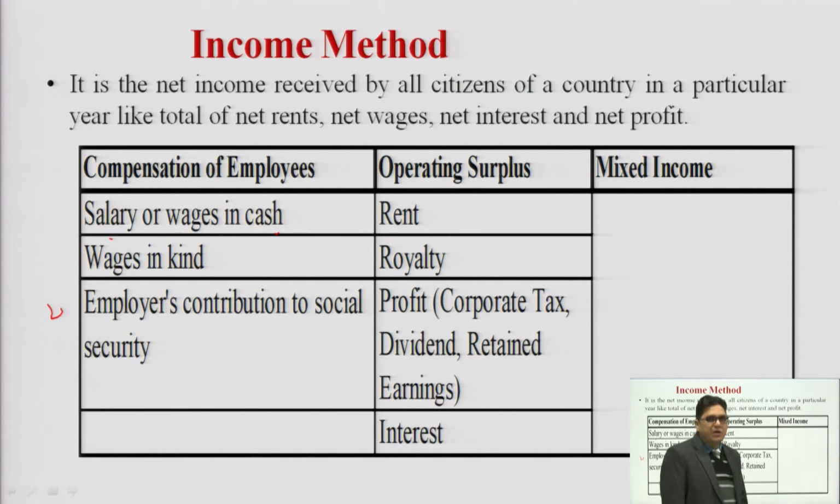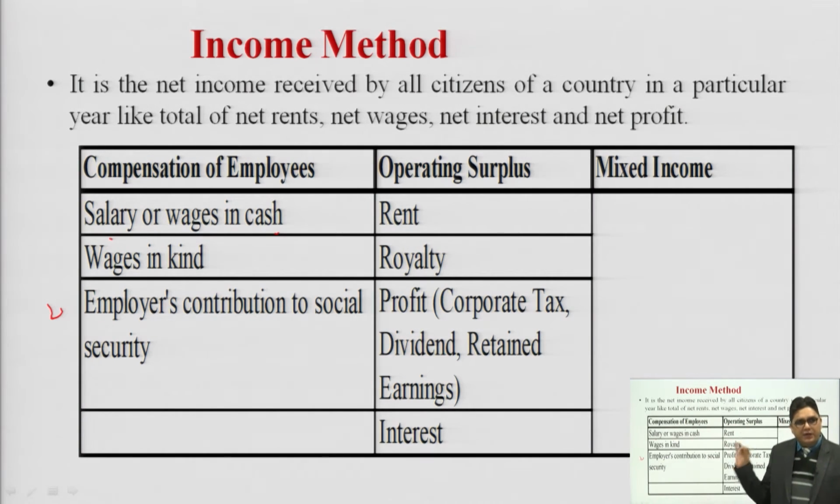Next, it is the mixed income that we earn through various sources. I repeat, when we calculate national income through the income method, we use this formula. It has three components: compensation of employees, in which we check salary or wages in cash, wages in kind, meaning the additional benefit, and contribution made by the employer for social security reasons. Operating surplus is rent, royalty, and profit.